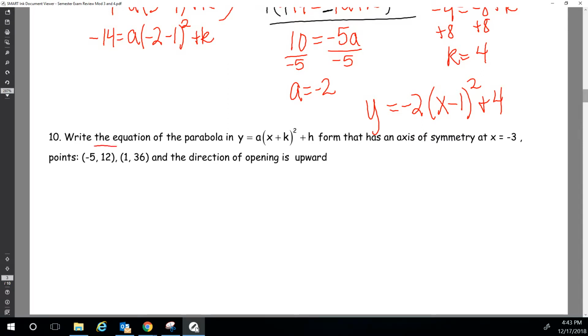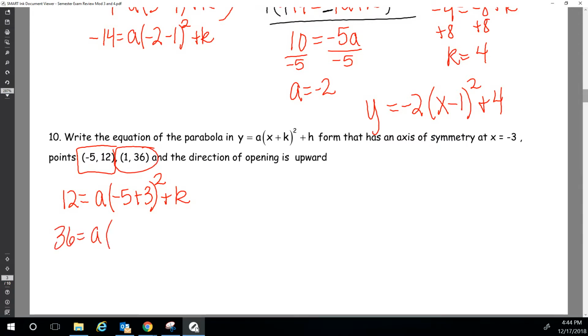All right, so using this point here first, y is 12, is equal to a, we don't know, x is -5, minus my axis of symmetry is at -3, so h is -3. So minus a -3 would become +3 squared plus k. For my second equation, 36 is the y. We don't know a. This time I got 1 minus a -3 would be 1 plus 3 squared plus k.